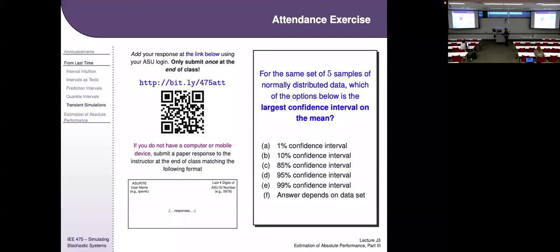So let's do a quick attendance exercise. The question is here on the slide, but this is just testing us on what we remember about confidence intervals. For the same set of 5 samples of normally distributed data, which of the options below corresponds to the largest confidence interval on the mean? A, 1%, B, 10%, C, 85%, D, 95%, E, 99%, or F, I don't know, it depends on the data. So which one of these has the widest confidence interval? Or which confidence interval is the biggest interval, the largest interval?